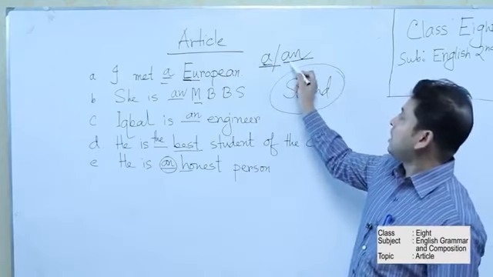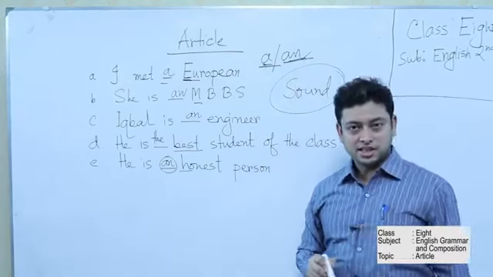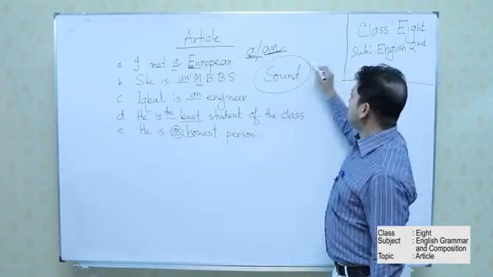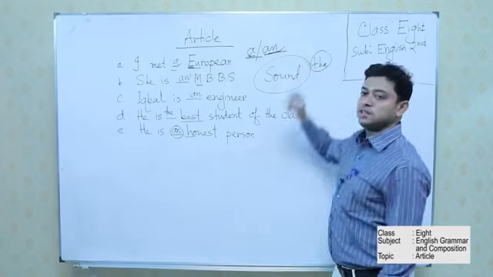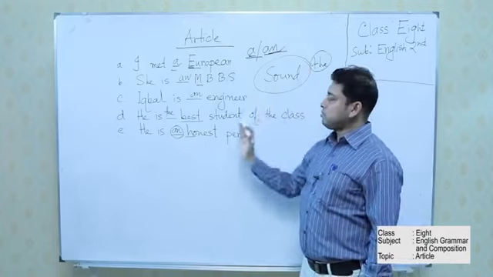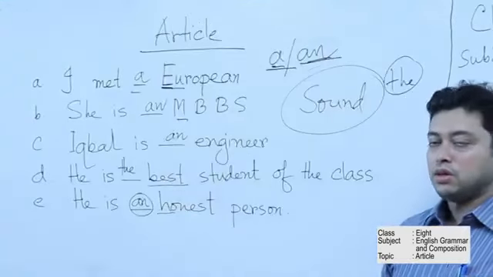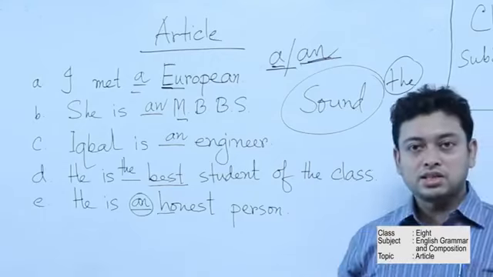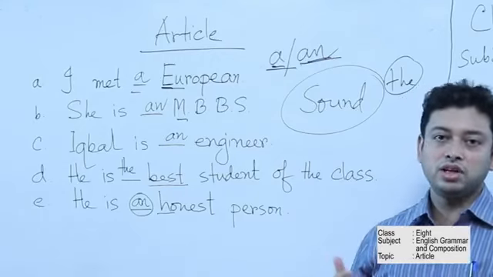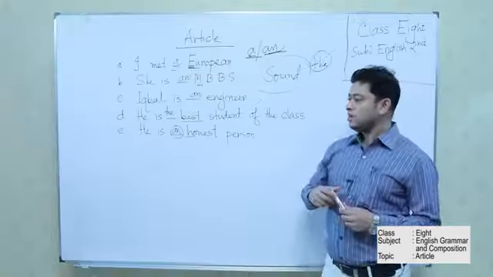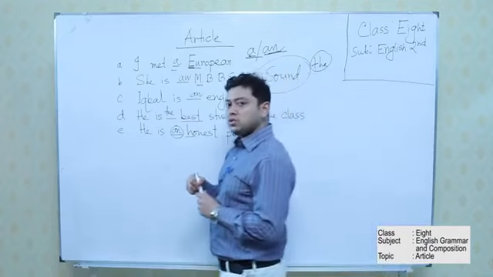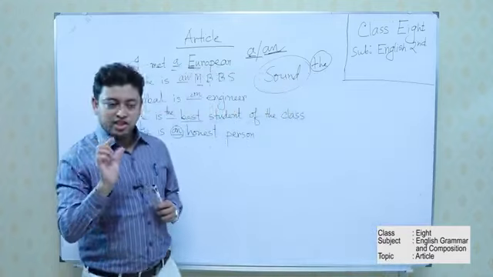We know that A or N is the indefinite article. We know that the is the definite article, and we have discussed 5 rules. From these 5 examples, we have revised some rules which are very important and comparatively easy. Dear students, today we are going to tell you something very important.